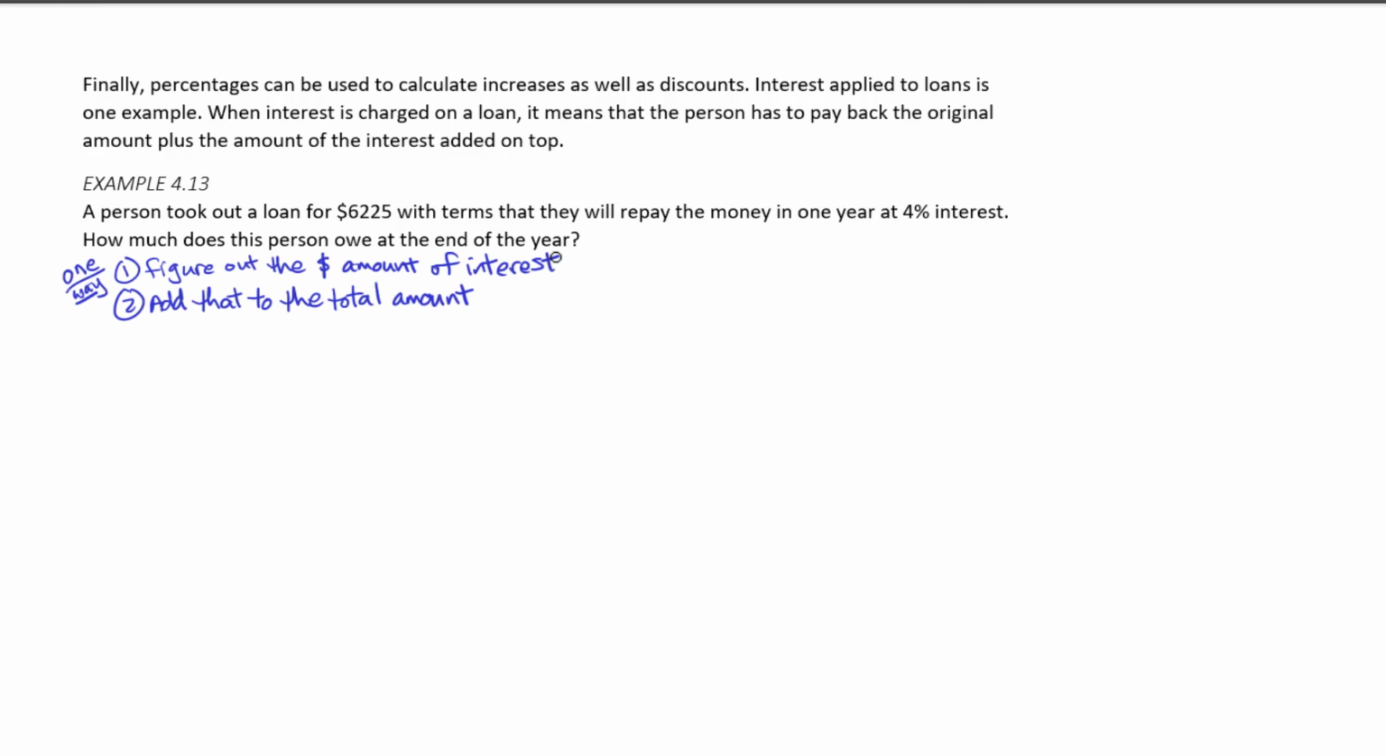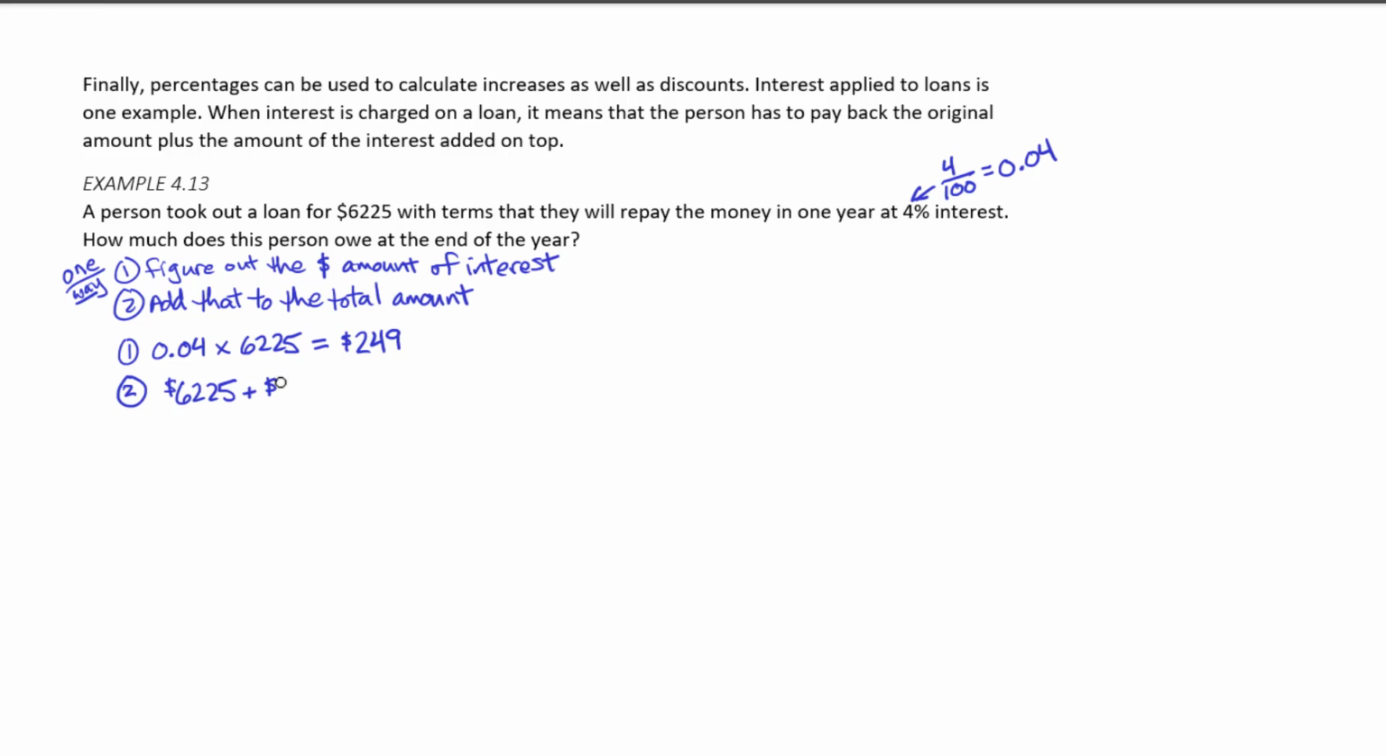So as applied to this example, the first thing you do is figure out the dollar amount of interest that this person owes at the end of the year, and then add that to the total amount. If this was not dollars, we would just figure out the percent of whatever amount we were talking about, and then add it to the total amount. So 4% interest is 4 out of 100, and that equals 0.04. So notice that 4 is in the second decimal place after the decimal point. To figure out the dollar amount of interest, we take 4% of $6,225, which comes to exactly $249.